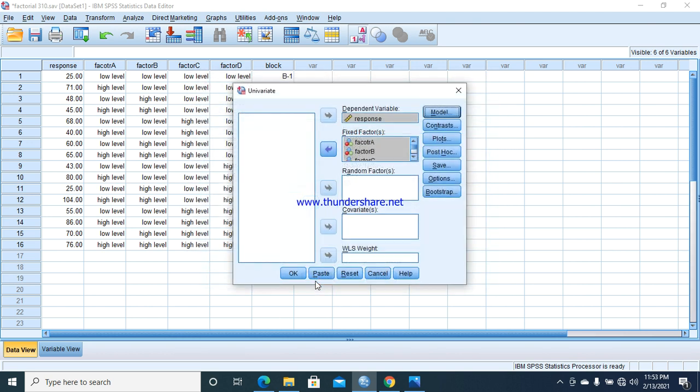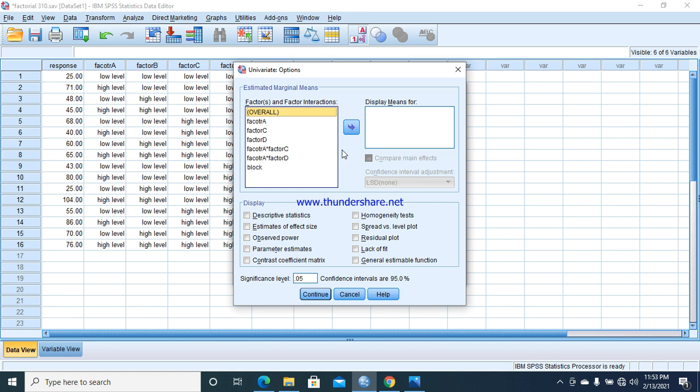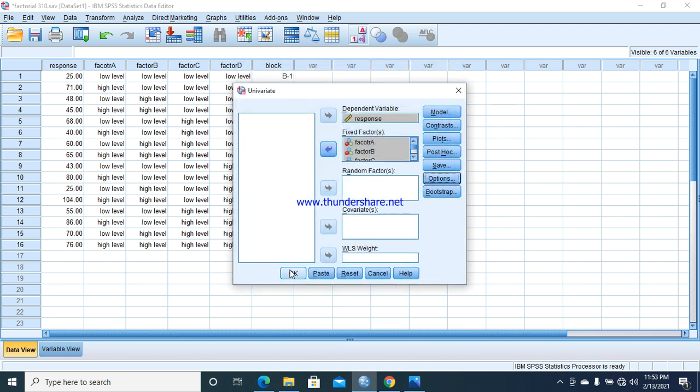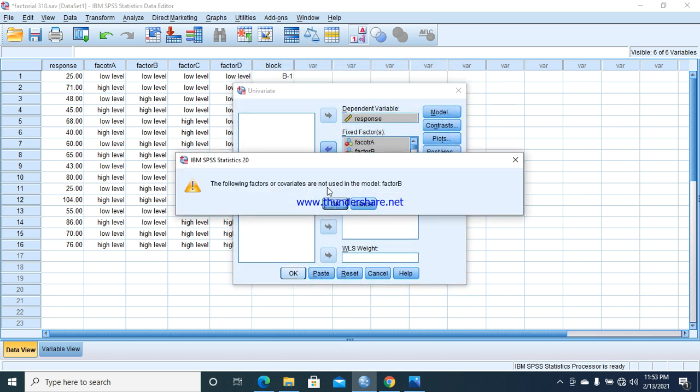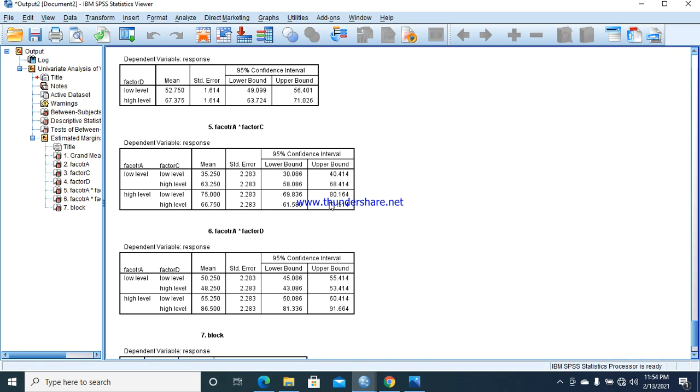Then we go towards Options: main effects of all of these, and descriptive statistics, and continue. We didn't take factor B because in the book's example there is no value for factor B, so I didn't choose that one. If your experiment has that requirement, you can choose it. If you don't choose it, there is no issue. Select OK and continue.